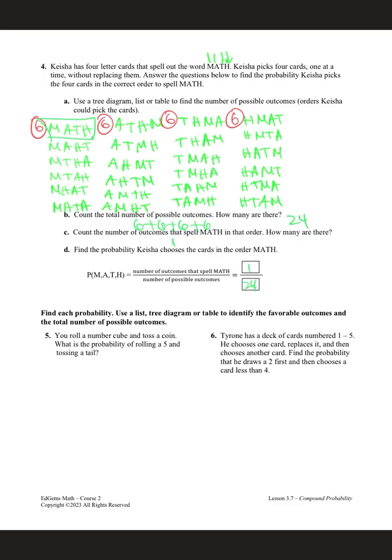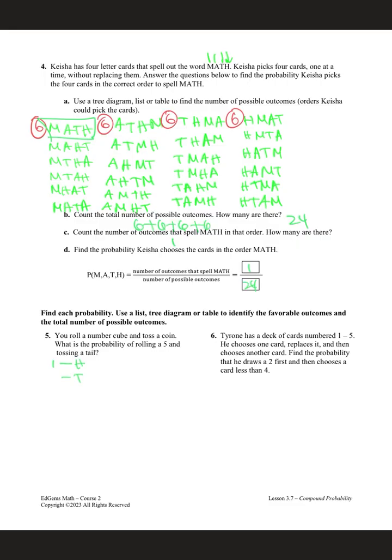So what I'm going to do is make a list. I'm going to choose the number cubes to start my list off. So I got 1, 2, 3, 4, 5, and 6. So for the number 1, if I roll the number 1, what are my possibilities for the coin toss? Well, I got 2 possibilities. I've got heads or I've got tails.